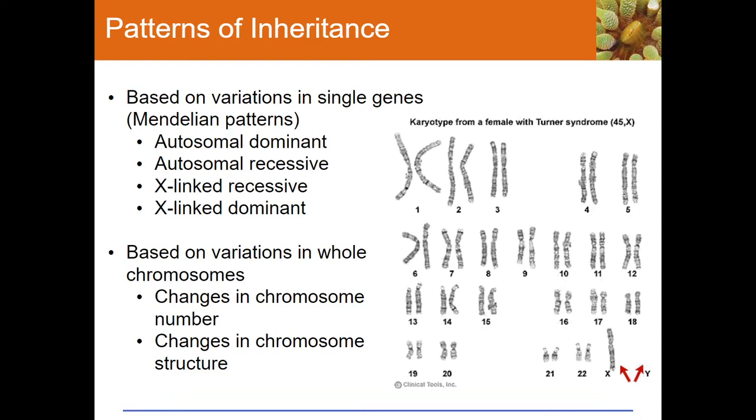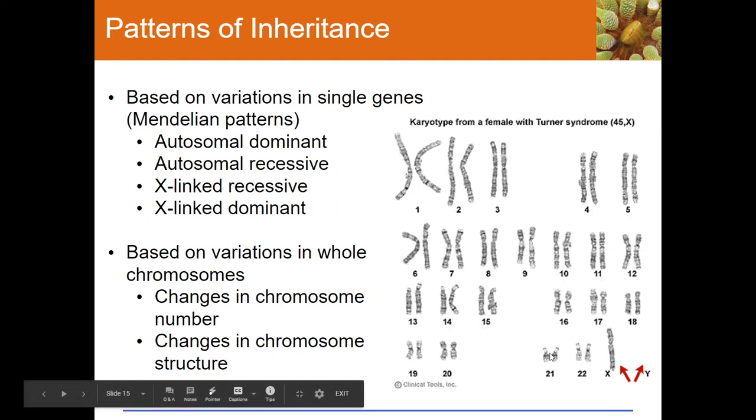Then there are patterns based on variations in whole chromosomes, changes in chromosome number, and changes in chromosome structure. So there's a big difference. If you get more chromosomes, so you typically have 46, if you get 47, that may be Down syndrome. Changes in the chromosome structure, we're talking about breaking it, displacing segments of the chromosome altogether, deletions. There are also just massive mutations, whatever they may be. As you look here, this is an example of Turner syndrome. Again, the individual has 45 chromosomes, not 46, and they only have one X chromosome. They are missing a Y or an X.